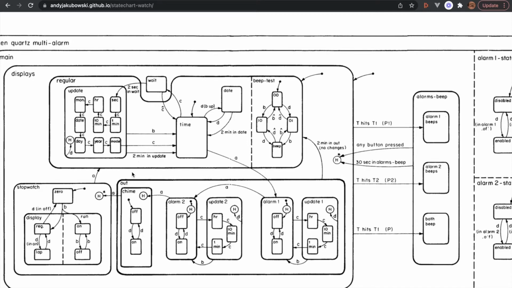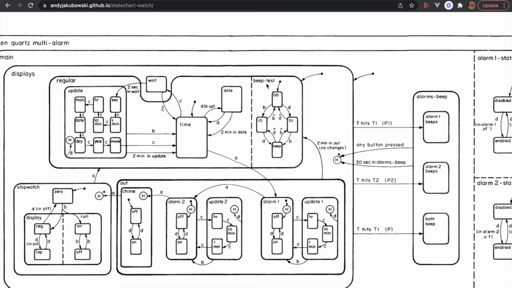Going on from there, I think what we've been talking about is looking at regular and beep test, and how that is working together, because what's happening is you can test the watch only in some states. Only if you're in time, date, or update will test work, not if you're in stopwatch mode or some of those other modes. So what Harel has done is clustered states that can beep test into regular, and other ones are outside of that. And so that gives you the behavior of test only being active in those states.